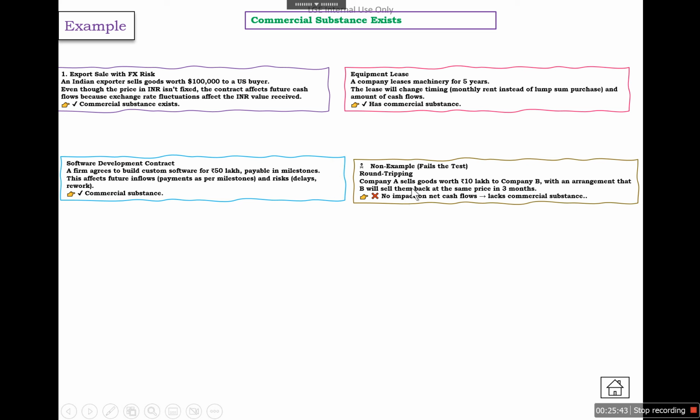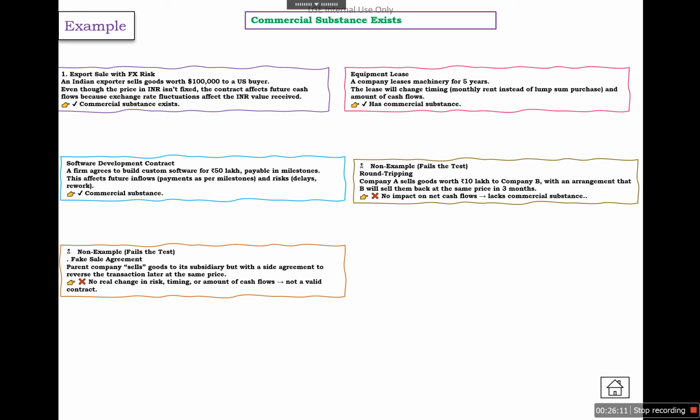Failure test. Company A sells goods worth rupees 10 lakhs to company B with an agreement that B will sell them back at the same price in 3 months. So you see that A is selling goods to B and repurchasing them at the same price in a period of 3 months. So there is no commercial substance to this transaction.